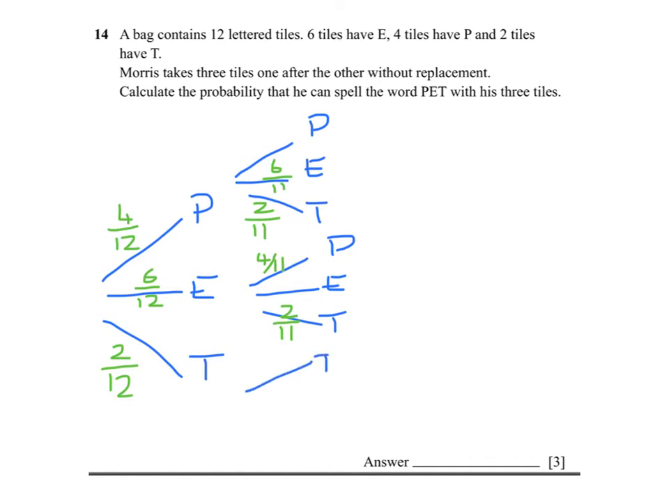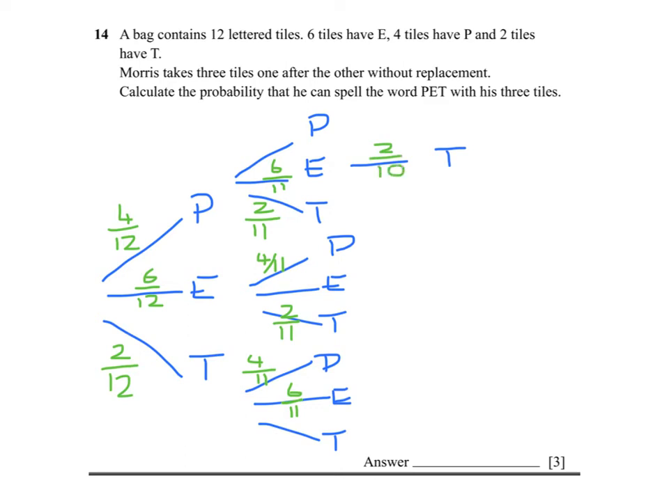Finally, down at the bottom, we can have a P, an E, or a T. Probability of a P would be the 4 that are left out of 11. An E would be 6 out of 11, and we can ignore T. Now this time we're going to work along the branches P, E, so all I'm interested in now is a T. I have 10 tiles left and 2 of those are a T.